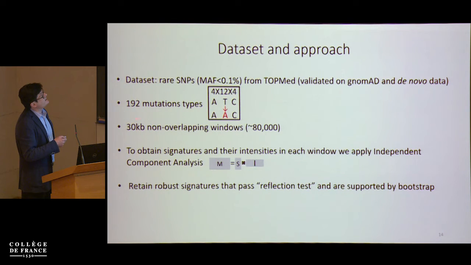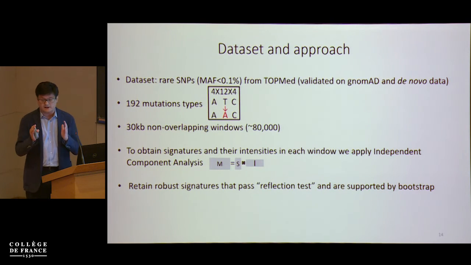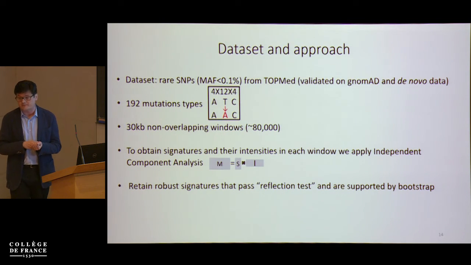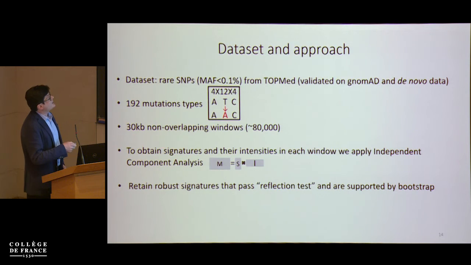In simulations, we identified that we can go down to windows as short as 30 kb. Going to finer scale requires factorization of Poisson models, and that's very difficult. If anybody knows how to do it, I'm happy to talk to you. And again, we run independent component analysis and also do bootstrap and look at reflection test.